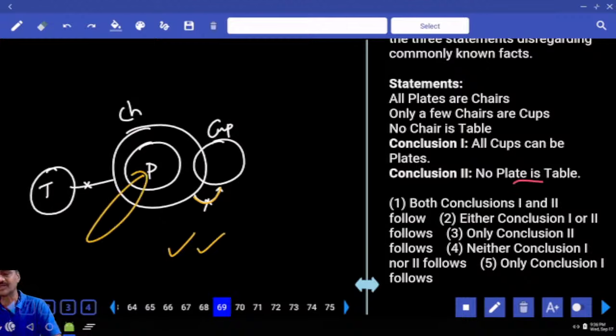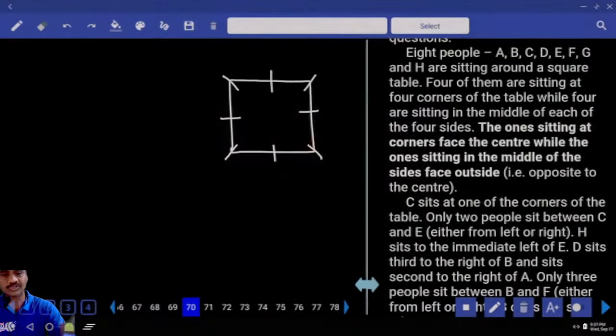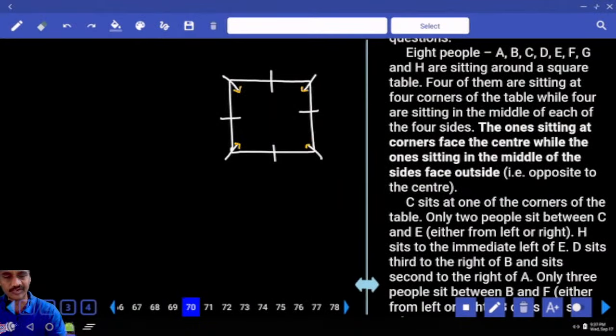Then coming to 70 to 74. Now 8 people, square table, and 4 at the centers, 4 at the corners. First or the second? Definitely under the first priority. Clear? In a square table where 4 at the centers, 4 at the corners were given, persons who are at the corners are facing towards the center, and centers are away from the center.